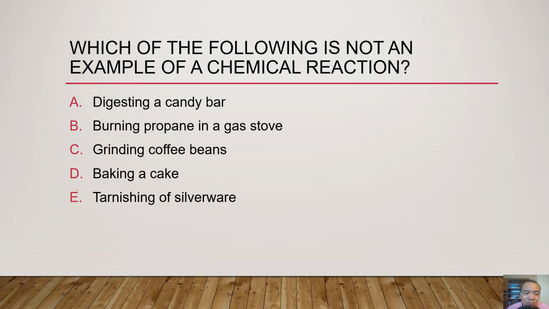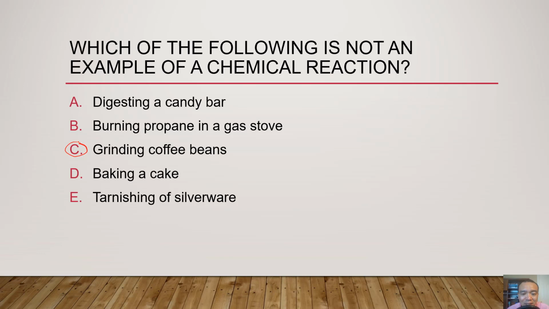as the products. Grinding coffee beans, you did not change the substances or the identity of the substances. The only thing that has changed for the coffee beans are the shapes. It becomes smaller, but it's still the same coffee beans. So C is the physical change. It's not a chemical reaction. But let's continue to analyze D and E.